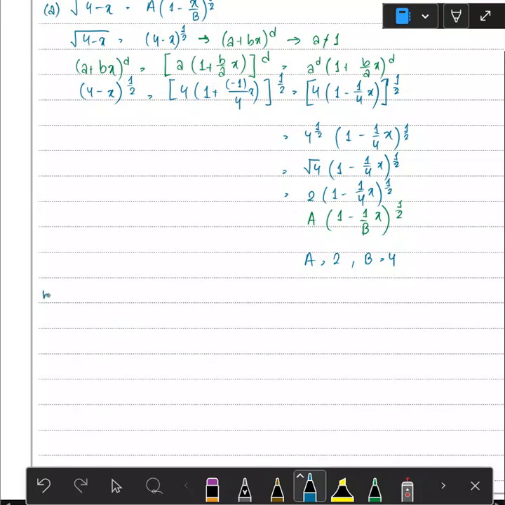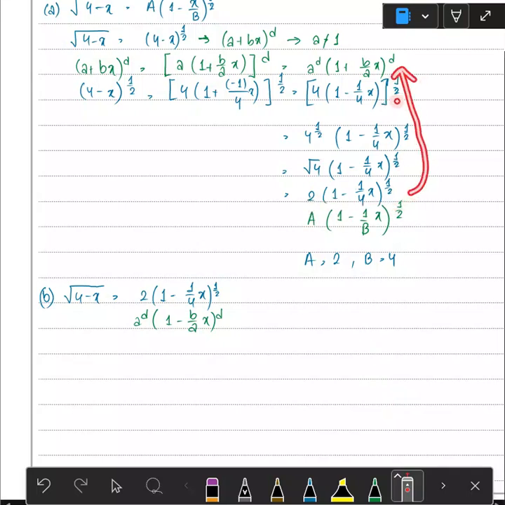So for part B of the question, they have access to expand 4 minus x, and we know 4 minus x to be 2 bracket 1 minus 1 by 4x to the power half. And this is actually in the form of a to the power d bracket 1 minus b by ax to the power d, right? We got this expression from here, right?